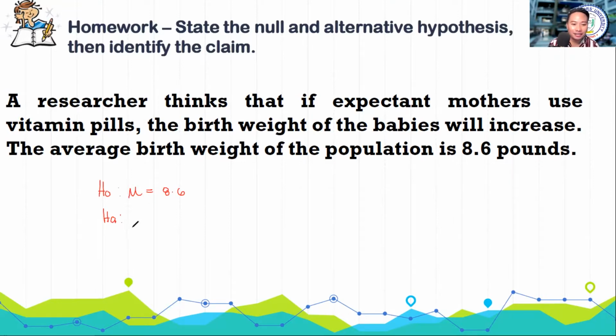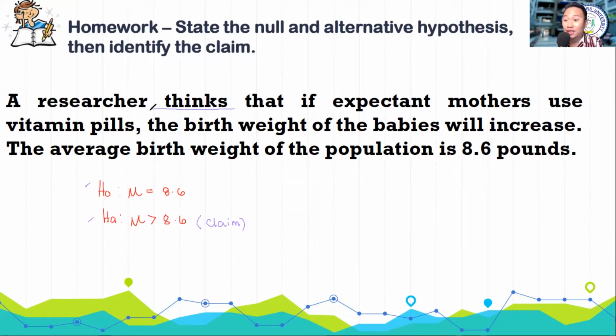Greater than. Very good. Why do you say it's greater than? Increase. And this time, you need to identify which of these two is the claim. Very good. It's the alternative hypothesis. This is the claim. Why do you say so? It's because of this statement here.